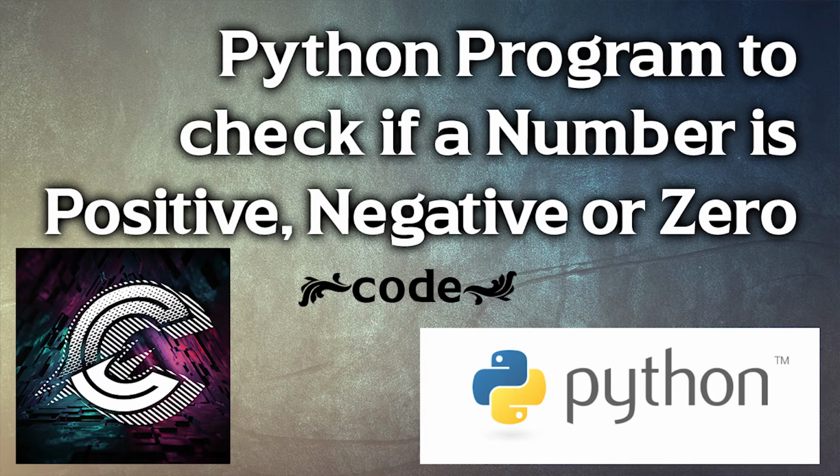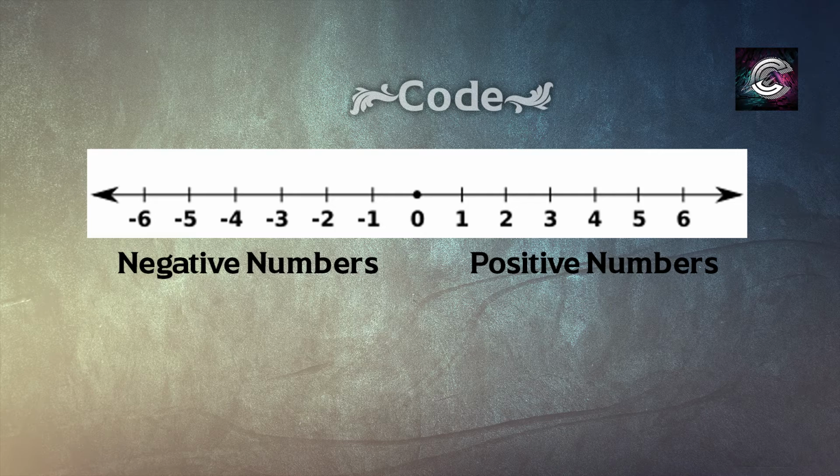Here, we will learn to write a Python program through which we can check if the given number is positive, 0, or negative. A number is said to be positive if the number has a value greater than 0, like 1, 2, 3, 5, 7, 9, 11, 13, etc. All the natural numbers are positive numbers.